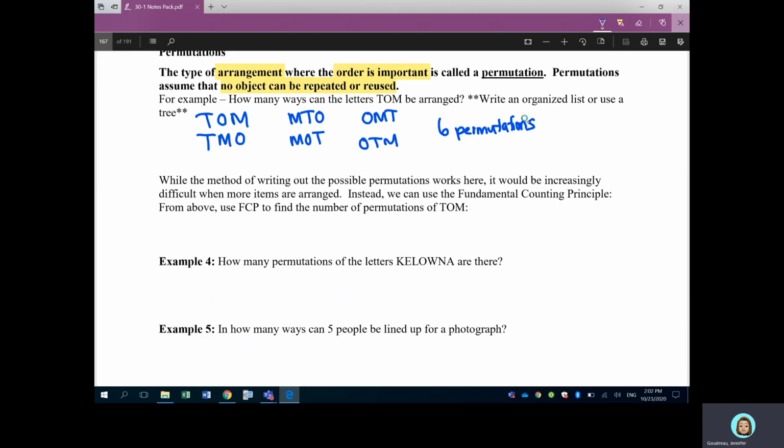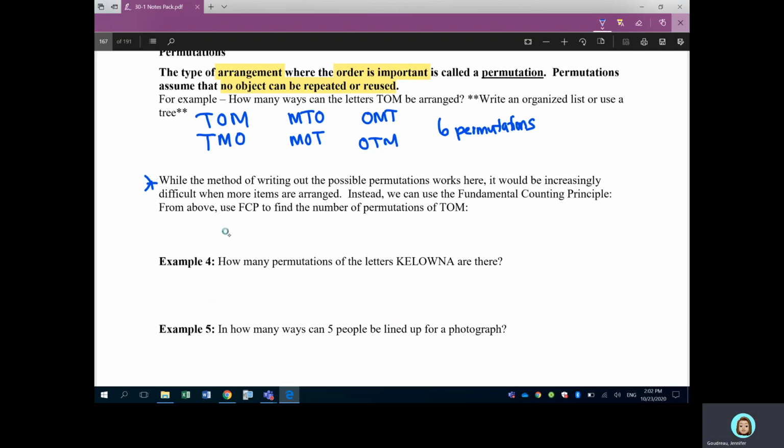Now, similar to the tree diagram, this listing of the possibilities does solve the question, but again, like the tree diagram, it's inefficient, and we don't actually need to know what all the arrangements are. We just need to know how many there are. So that's what this paragraph here speaks to. While the method of writing the possible permutations works here, it would be increasingly difficult when more items are arranged. The more items that we have, the more arrangements there are.